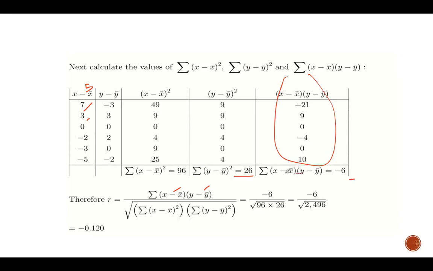So this, what is the value here? 6 minus 6. So we'll put minus 6 and divided by square root of multiplication of summation of these two values. So we'll just put in the values and our value will come.